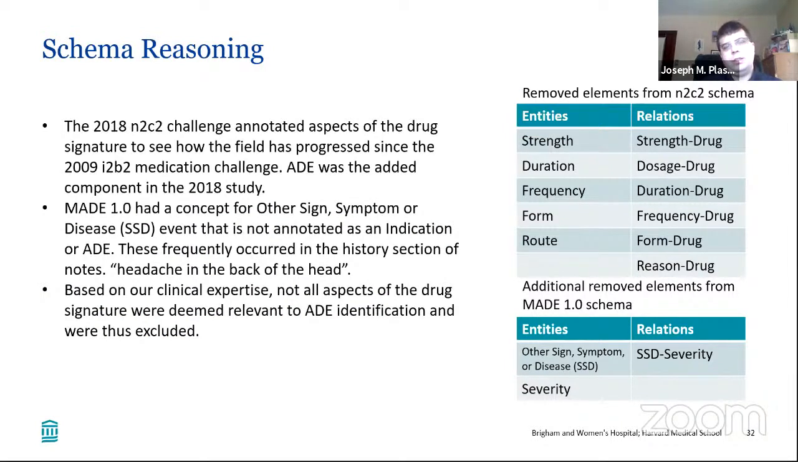So, in 2018, N2C2 conducted an NLP challenge that annotated aspects of the drug signature to see how the field had progressed since the 2009 i2b2 medication challenge. ADE was the added component in this 2018 study. The MADE 1.0 challenge is another challenge that occurred recently that was based more on oncology data. The N2C2 challenge was based on inpatient data. And so MADE had this concept for other sign, symptom, disease, and so that is not annotated as an indication or an ADE. And these frequently occurred in the history section of the note, such as a headache in the back of the head.